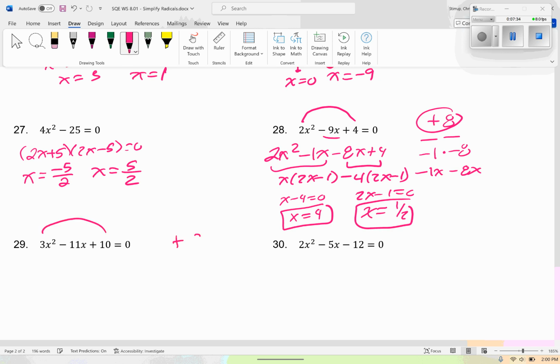All right, the last two, just going quickly through them. So that's +30. Both signs are negative. The factors of 30 that add up to -11 are going to be -5x, -6x. So that gets plugged in there.